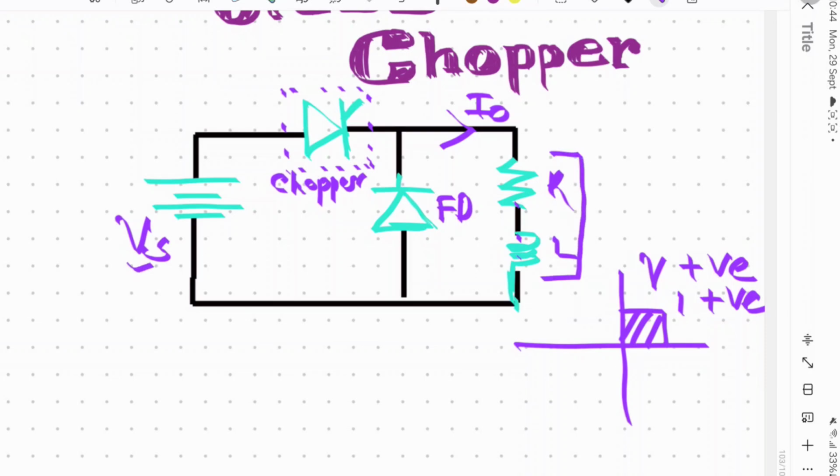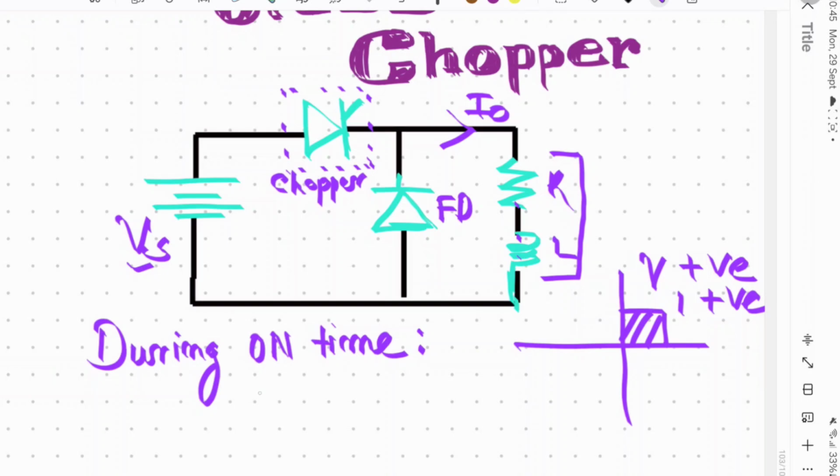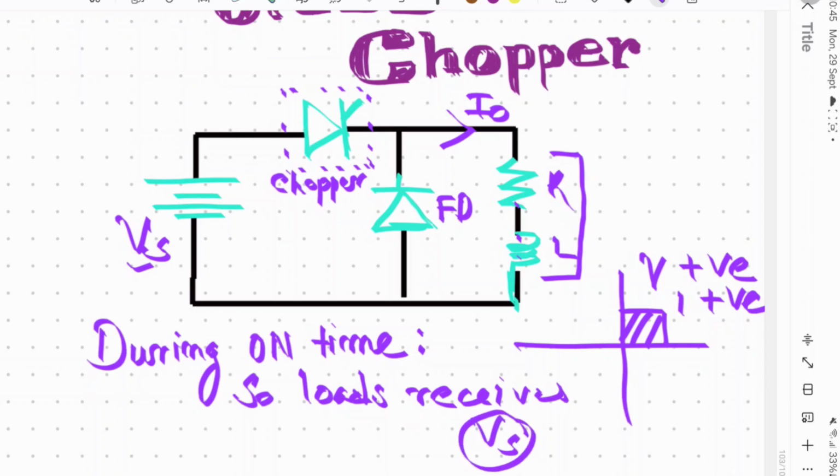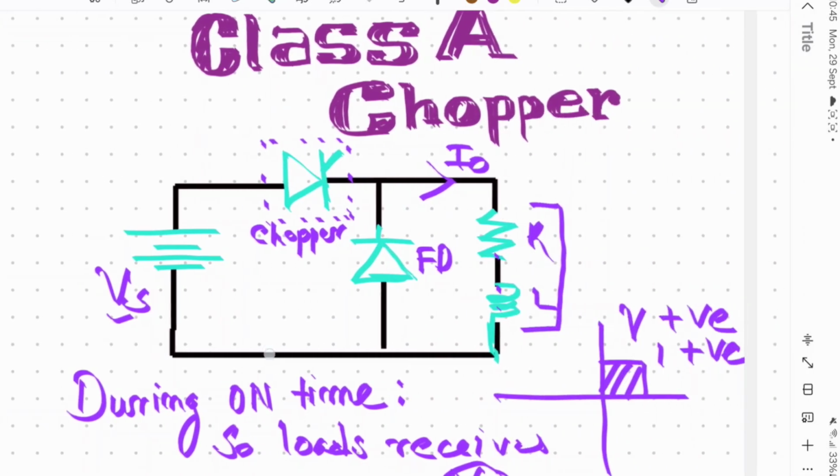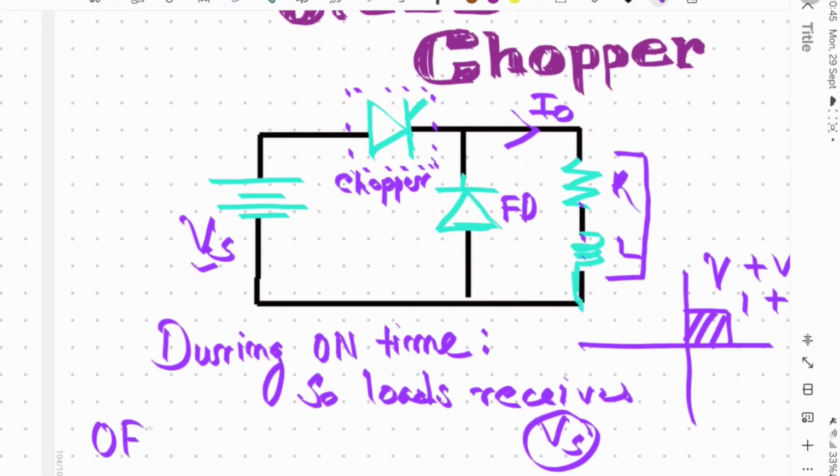The chopper switch turns on and off rapidly. During the on time, the load is directly connected to the supply, so the load receives Vs, the supply voltage, directly. Now during the off time, the load current freewheels through the diode, and the current remains positive.